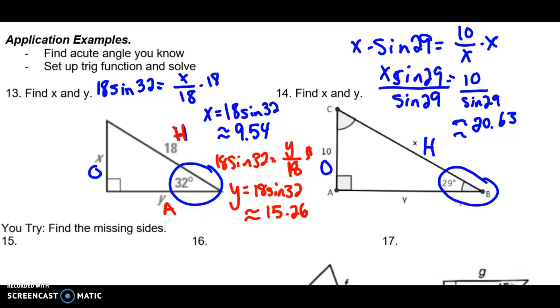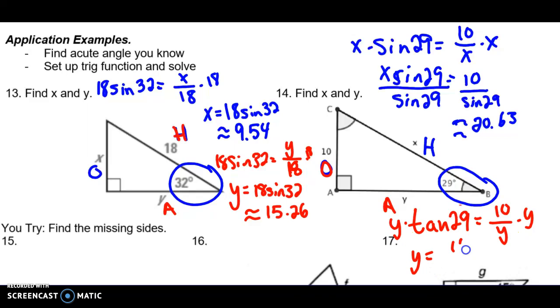To find y, my number's at 10. Y is the adjacent. Opposite over adjacent would be tangent. So tangent 29 equals 10 over y. Multiply by y, divide by tangent of 29. So y equals 10 over tangent 29, which equals 18.04.